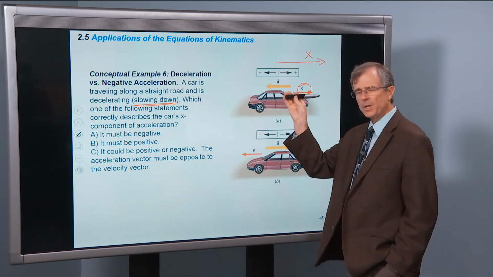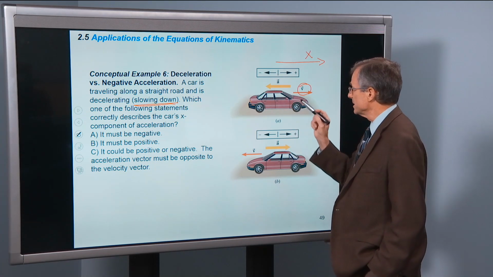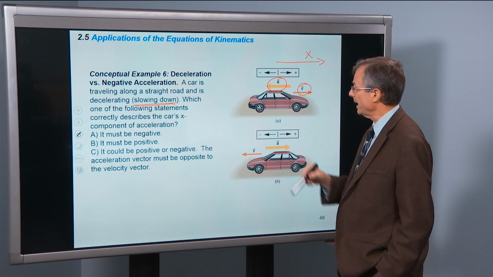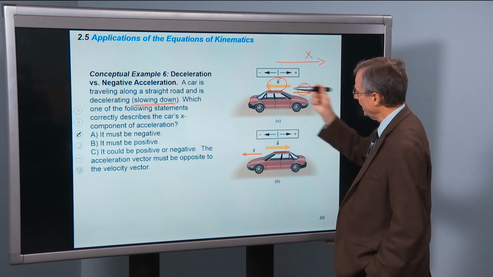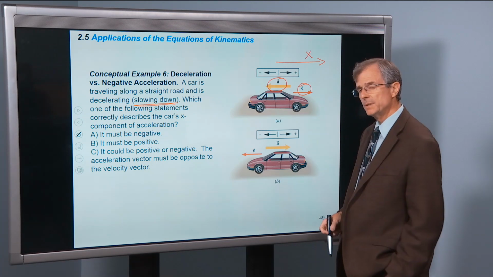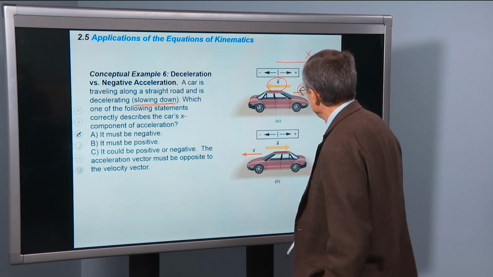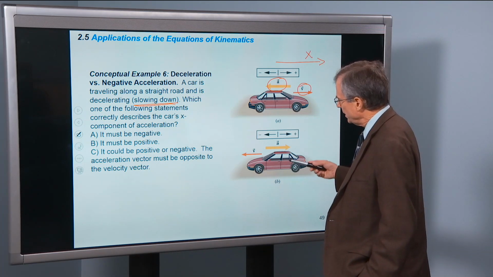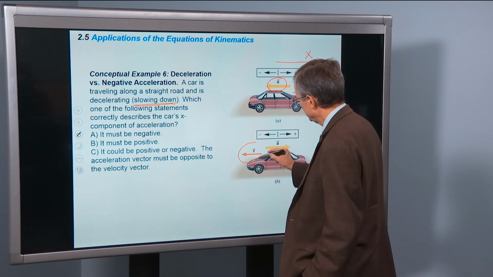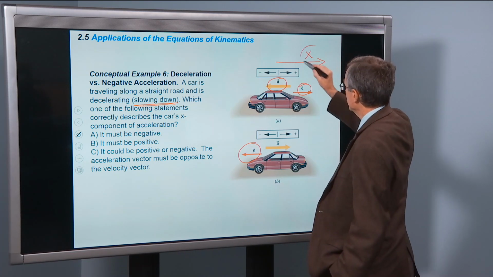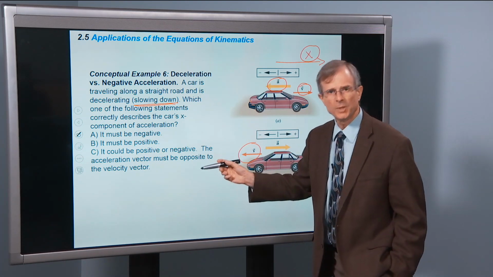That means this velocity is going to get less and less and less. That says that the acceleration has to be in the negative x direction. Positive x this way, negative x that way. But there's another way that this can happen. If the car is moving in the negative x direction. So here's the positive x direction. The positive x direction is to the right. The negative x direction is to the left.